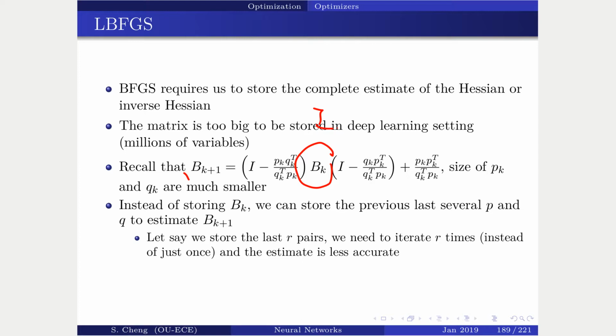But what we can do is iterate more than one time. The first time we start with I, then next time we plug this back in and iterate again, and then iterate maybe 10 times. Then we will have a reasonably good estimate.